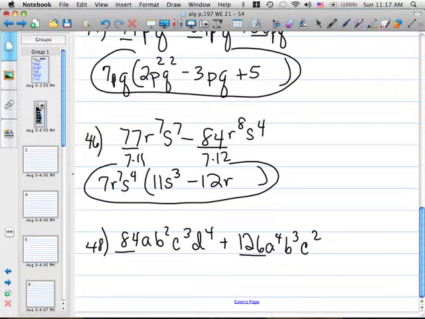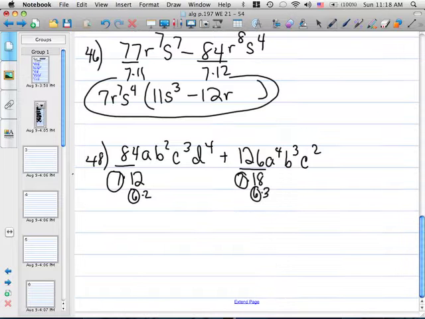46, 77 r to the 7th s to the 7th minus 84 r to the 8th s to the 4th. Greatest common factor of 77 and 84. That's 7 times 11. That's 7 times 12. So the greatest common factor is 7. And they both have r's, and the smallest power is r to the 7th. They both have s's, s to the 4th is the smallest power.